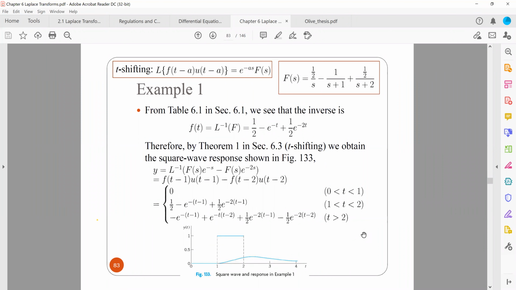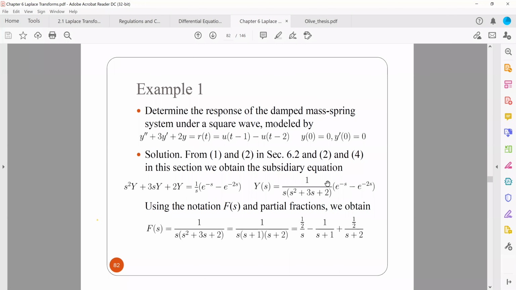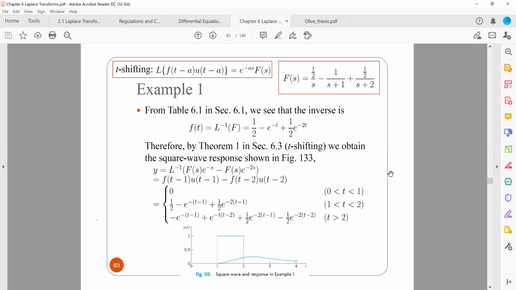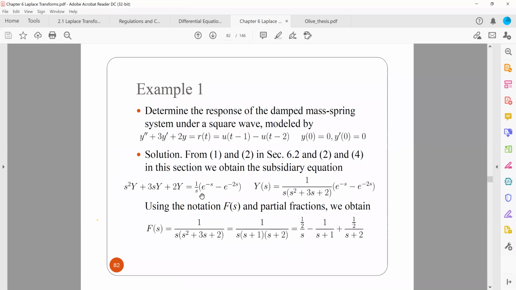And we can find the inverse transform of all of them. From our table, we'll end up with this here, okay? But remember, this is multiplied by this. So this was f(t). f(t) is the inverse of this. But our y is actually going to be f(t minus 1) times u(t minus 1), then minus f(t minus 2) times u(t minus 2), because of this term here.